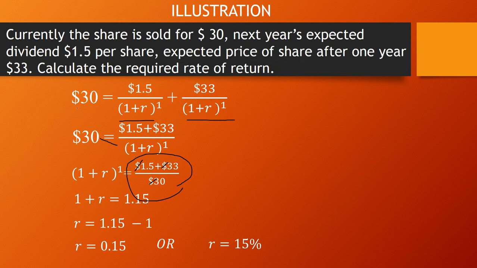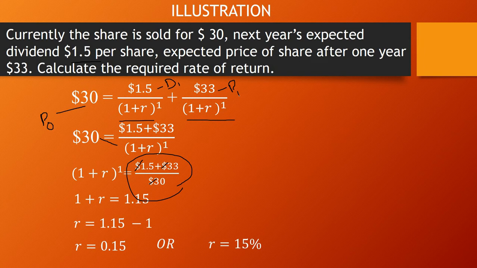Now if you see, this is my P0. So if I am going to calculate the present value, I am going to write it over here. But in this question it's already given. This is my D1. 1.5 is my D1 because it's given that the next year expected dividend is 1.5. And this 33 is your P1, as we have already discussed in the previous slide also.